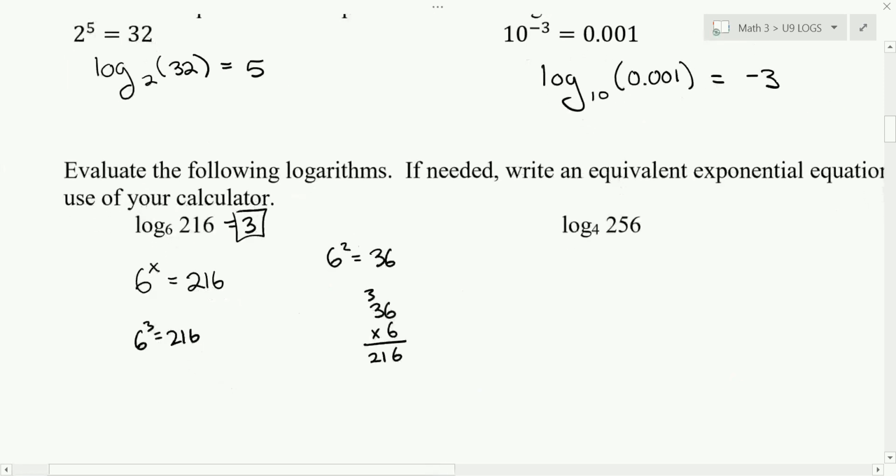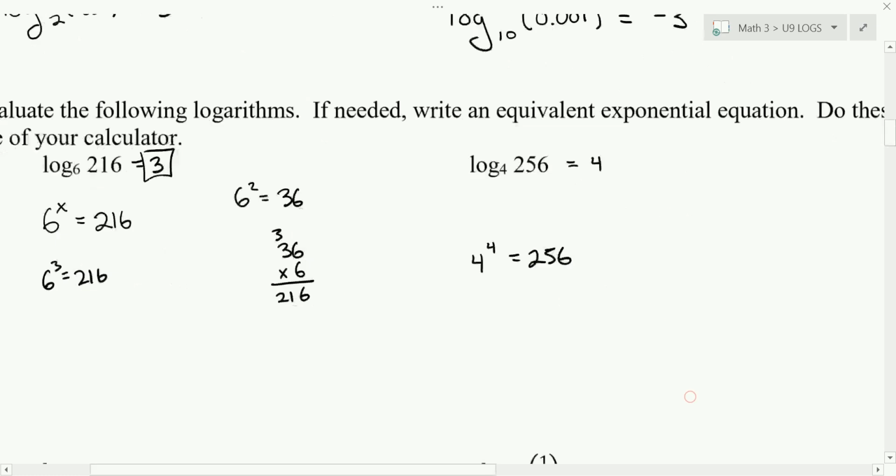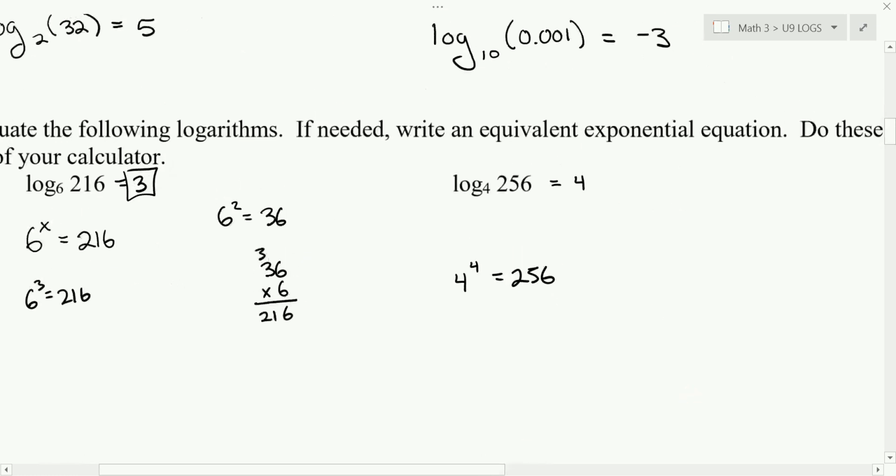Okay. Log base 4, 256. What's that going to give us? Thinking 4? Okay, to check that, we can change it to exponential form. That would mean that 4 to the fourth is 256. Is that true?